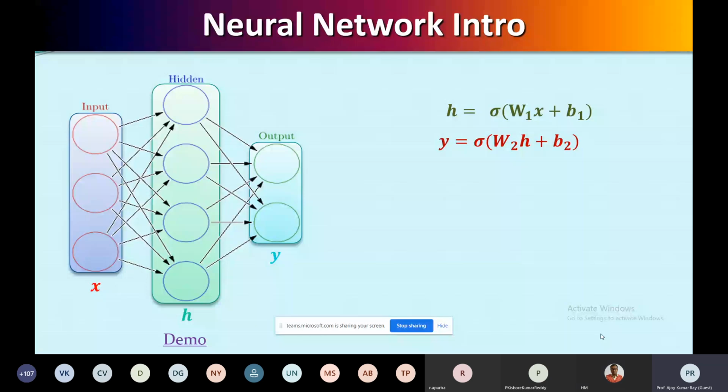Okay. So suppose we say that X is the input. Now here, X is the input means X is a vector. As you can see that there are three inputs. So we say that X is a column vector with three values. One is input x1, input x2, input x3. These circles are the neurons. So there are three inputs.